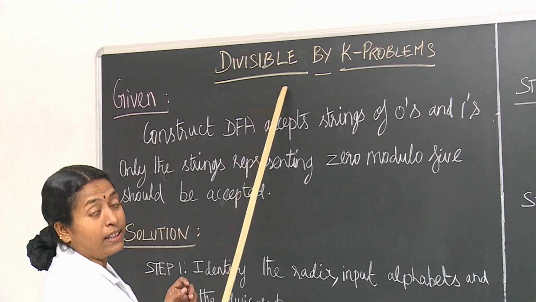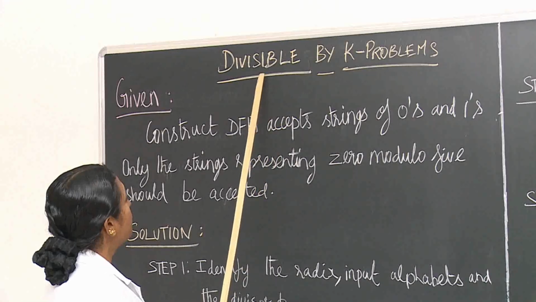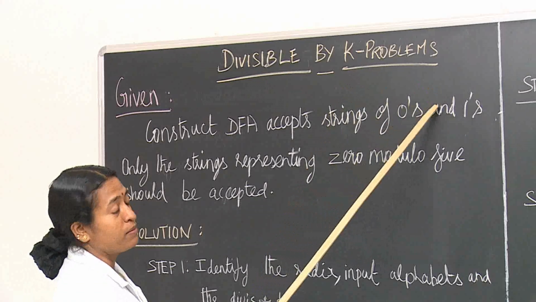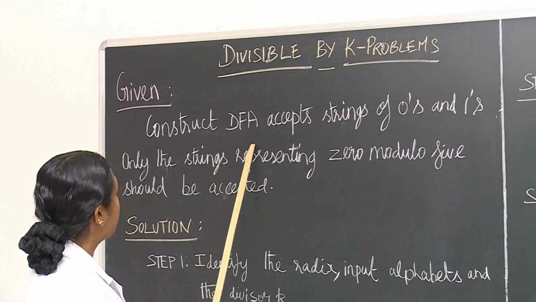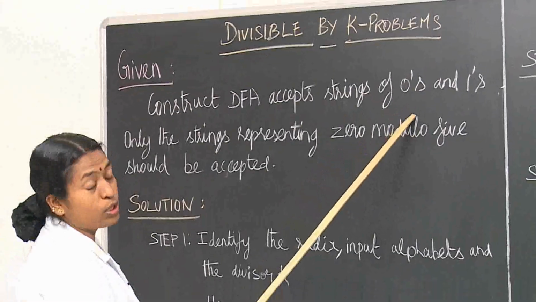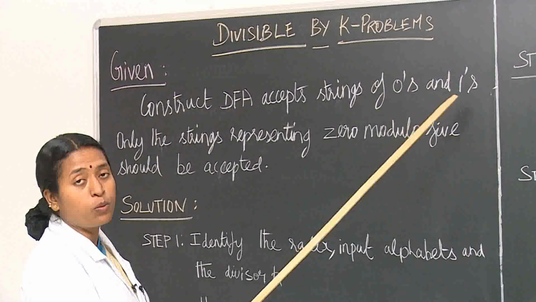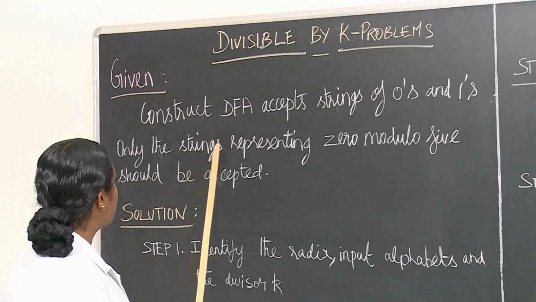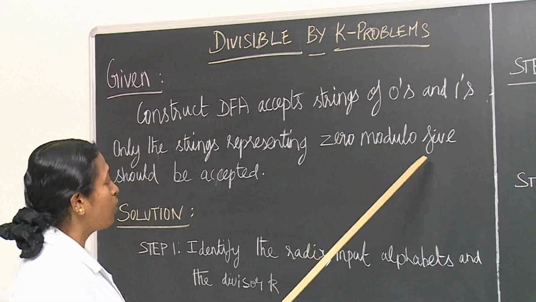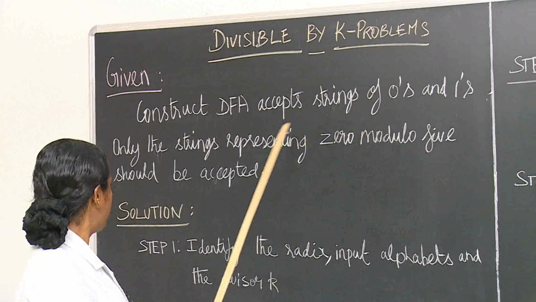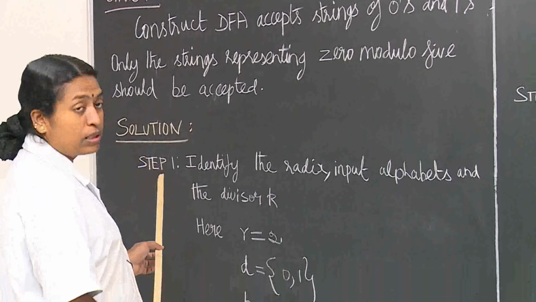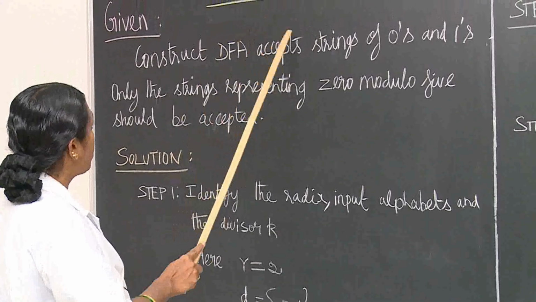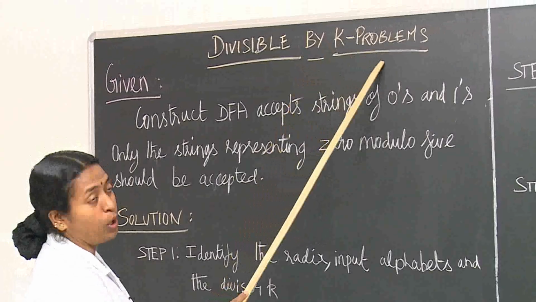Now we can see another example for DFA. It is of the type divisible by k problems. The given problem is: the DFA accepts strings of zeros and ones. We all know zeros and ones means it is a binary number only. The other condition given is that only the strings representing 0 modulo 5 should be accepted, that is modulo 5, we should consider. Next we can see the solution for this problem. It is of the type divisible by k problems.